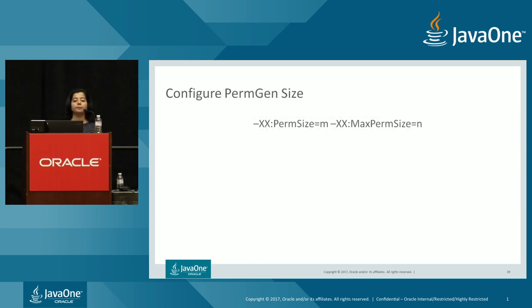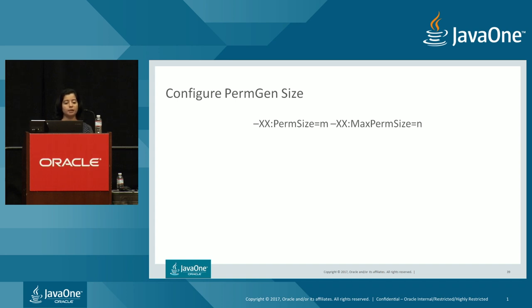To configure, it is native, but it is collected by the garbage collector. To configure our permanent generation, we can use two options, PermSize and MaxPermSize, to set the initial and the maximum permanent generation size.